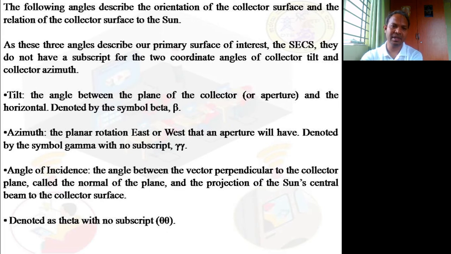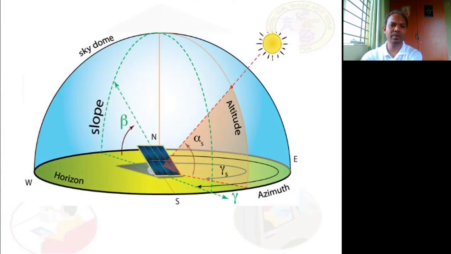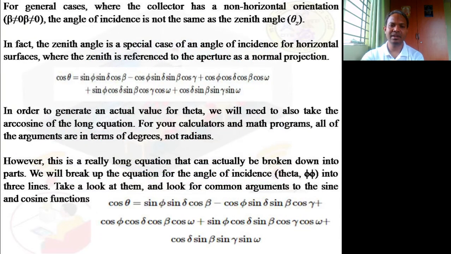The tilt is the angle between the plane of the collector or the aperture and the horizontal surface, denoted by the symbol beta. This is called the tilt angle, which I can show you here. This is beta. You can see this is a solar panel and this is the tilt angle, and it is towards the south. It is tilted towards the south, and this tilting from the ground level, from the horizontal level, up to which we are increasing, is what we call the tilting angle.